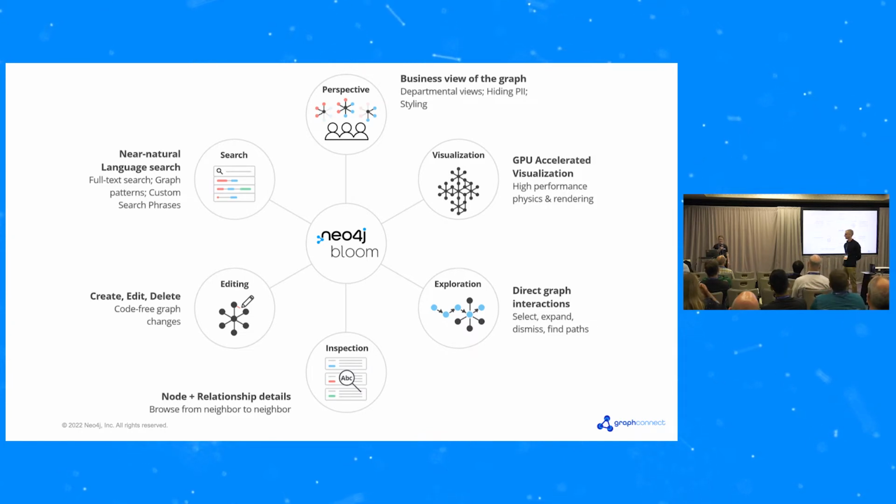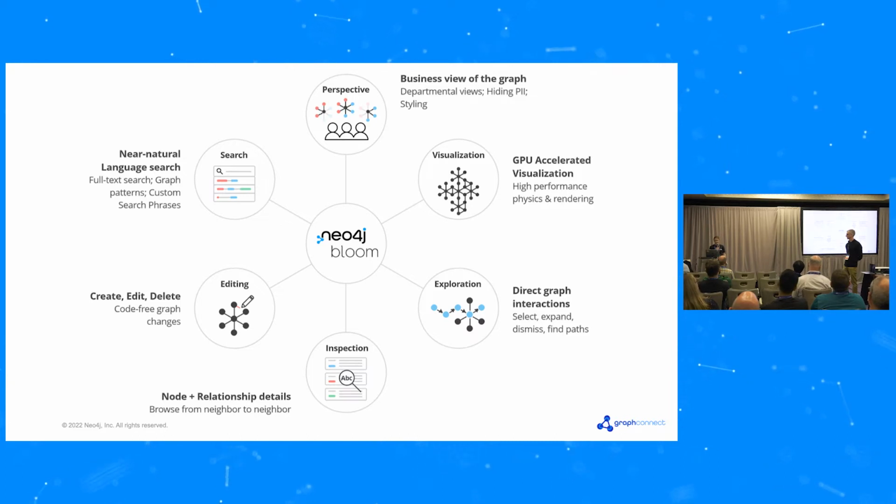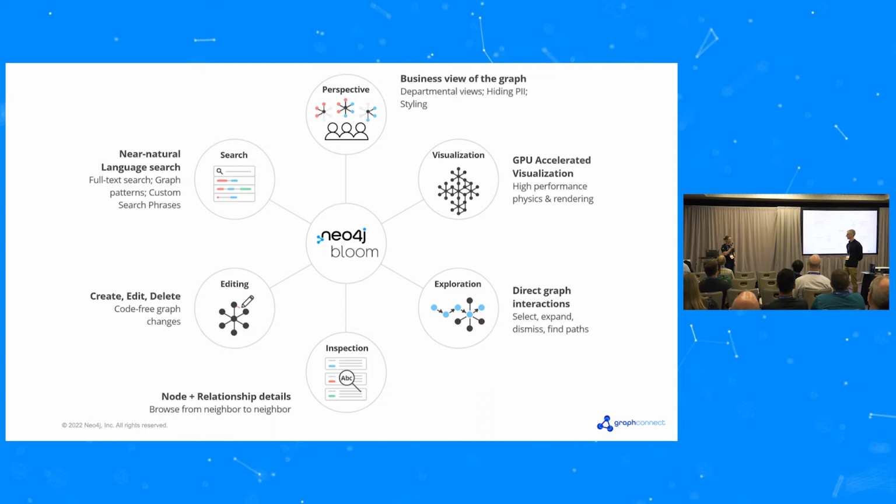Inspection. Any visible element in the scene can be inspected to find more details about it. If it's a node, you can find its relationships, its neighbors, and its properties, among other things. And then editing. Provided that you have write access to the graph, you can create new elements, and edit and delete existing elements, all without writing any code at all.